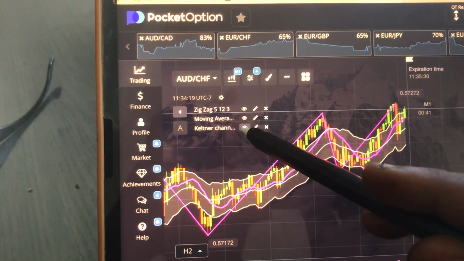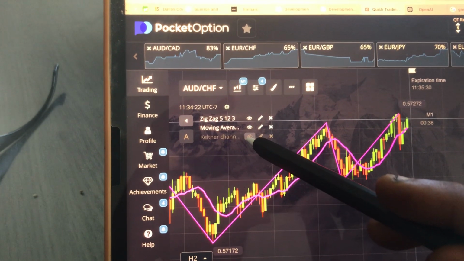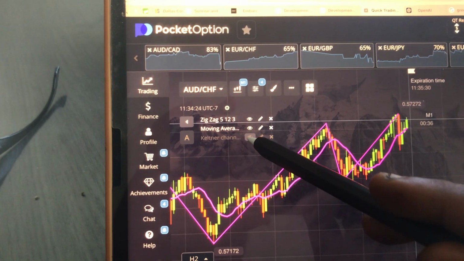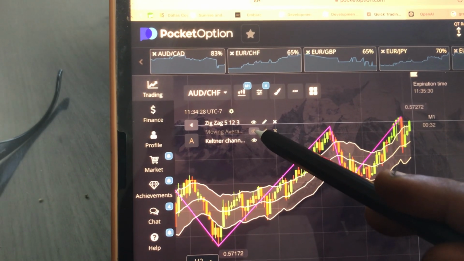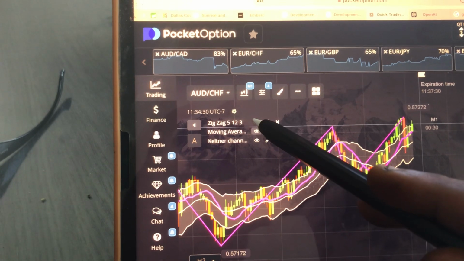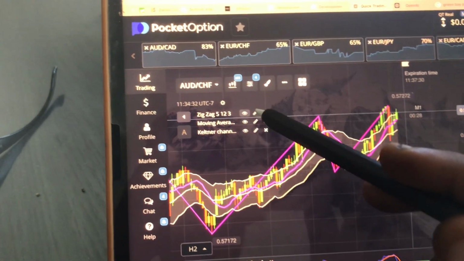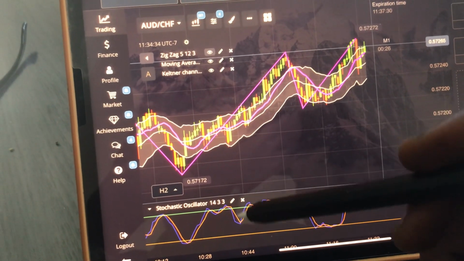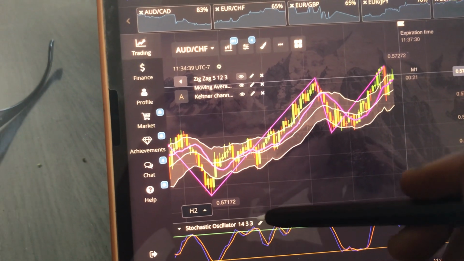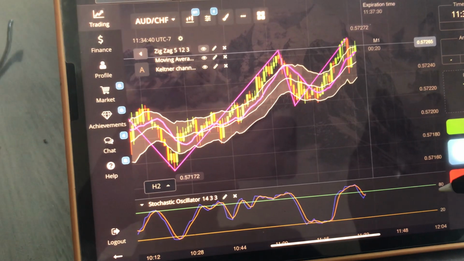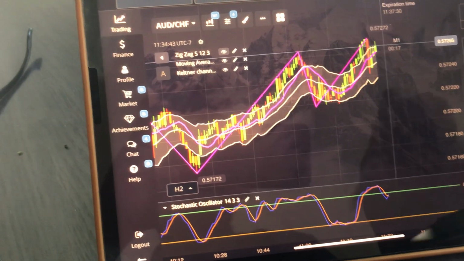As far as, see, that's the Keltner channel. I turn it off, it turns on. Keltner channel. Moving average, when I turn it off, that's the moving average there. The zigzag, that's the zigzag. Okay. Here's stochastic. This is what I have mine set up as. Let's see, from 80 to highest, 20 to the lowest.